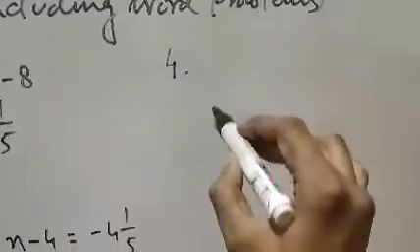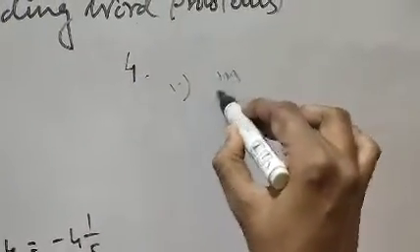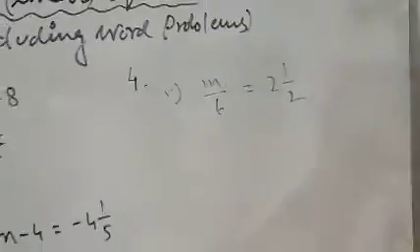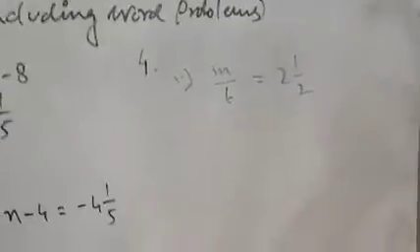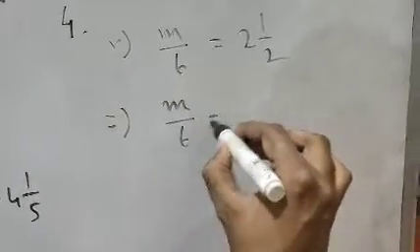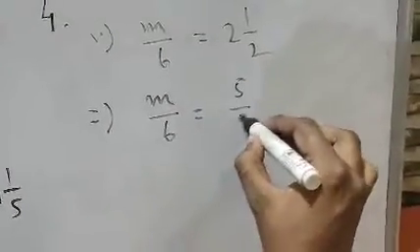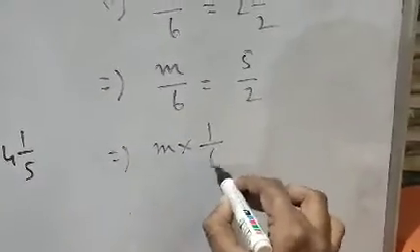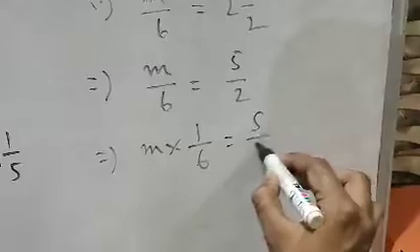Question number 5. m by 6 equals to 2 upon 1 by 2. First converting this mixed fraction into improper fraction. 2 2s are 4, 4 1s are 5, so 5 by 2. Again the same approach, m by 6 you can write as m into 1 by 6.